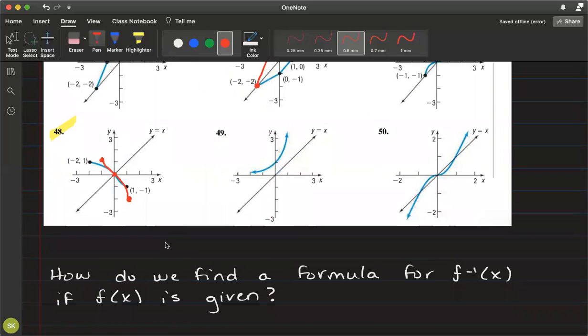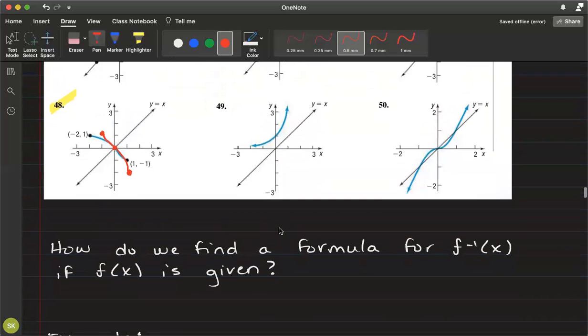So the next thing we're going to do is actually look at equations for a function. How do we find a formula for f inverse if f is given? We may or may not want to graph the function. We just want to know the equation of the function. So there's a process you'll have to go through to find that equation.